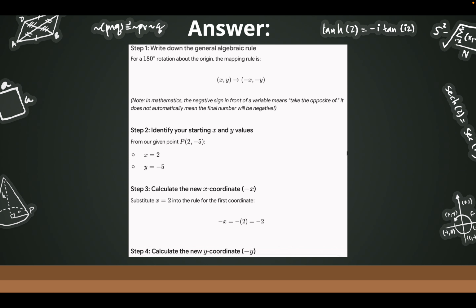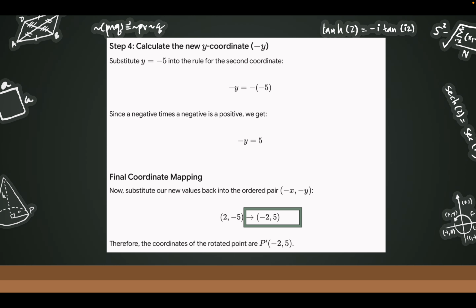Now that we know the values, we substitute x equals 2 into the rule for the first coordinate. So we write negative x equals negative (2), which becomes negative 2. Then we substitute y equals negative 5 into the rule for the second coordinate. So it becomes negative y equals negative (negative 5). Since a negative times a negative is a positive, we get negative y equals 5.